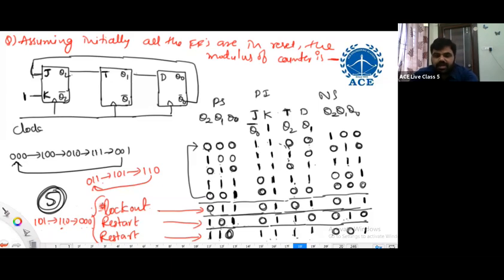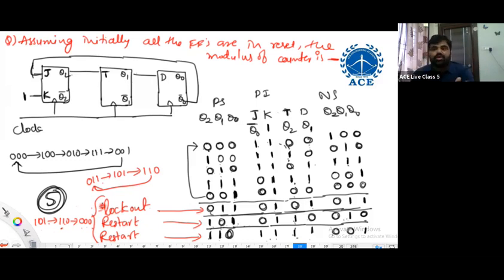So what we are observing here is, if the counter is entering into used states, it can go through used states only. Then we can say what is the modulus of the counter. If the counter is entering into an unused state, the possibilities are like this. It may be going through unused states only. If it is going through unused states only, then it is called lockout.